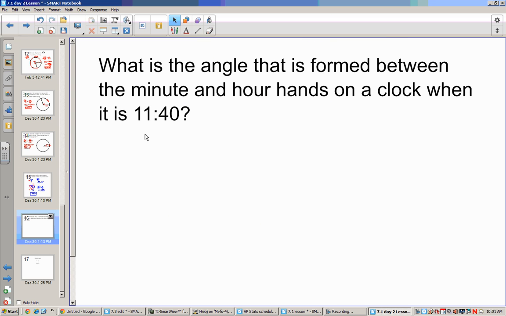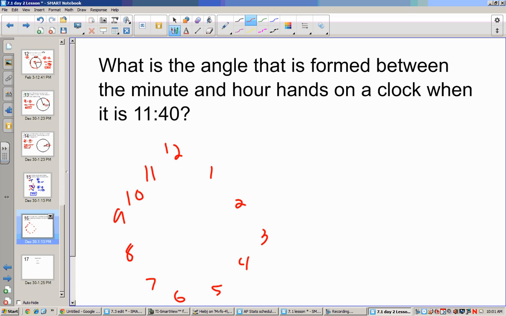Now if you're at home, I would try this one on your own and see how it goes. At 11:40, so 11:40, 40 is going to be down here. 11 will be up there. So we're looking for the smallest angle. We're not looking for this angle out here. We're just looking for the smallest angle between these hands. So we know that it's still going to be 30 degrees from there to there, 30 here, and 30 degrees here. So we know that it's more than 90 degrees.